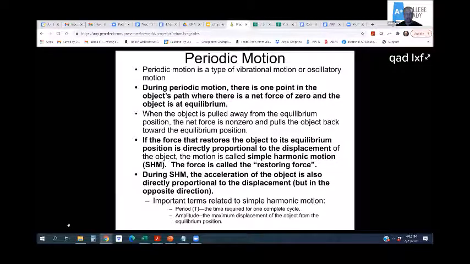But when that object is pulled away from the equilibrium position, there's a non-zero net force acting on it. That net force always pulls the object back toward equilibrium. We call that force the restoring force. So when we're talking about the force in springs or in a pendulum, the force that's always pushing or pulling the object back toward equilibrium is the restoring force.